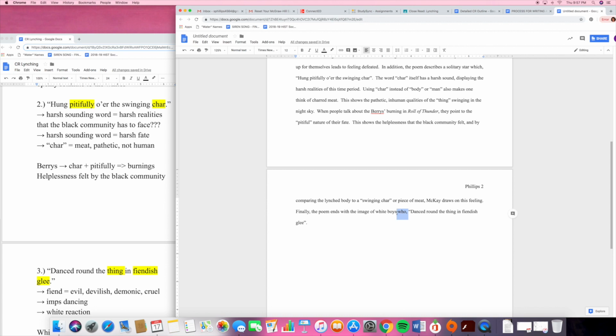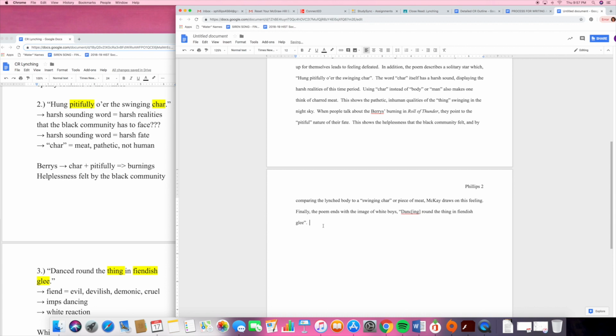I'm gonna do this with a fancy bracket thing. Dancing around the thing in fiendish glee. Okay, that's a good one. The poem ends with the image of white boys dancing around the thing in fiendish glee. Okay? That's a great lead-in.